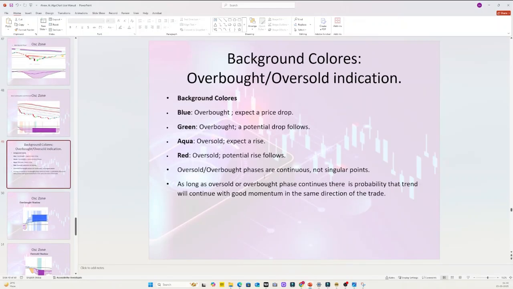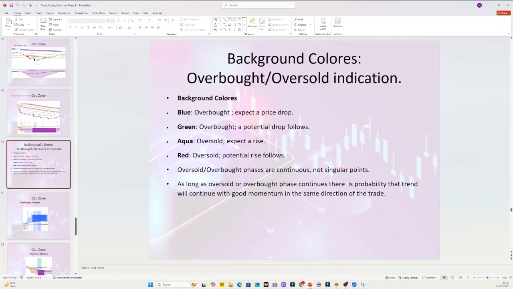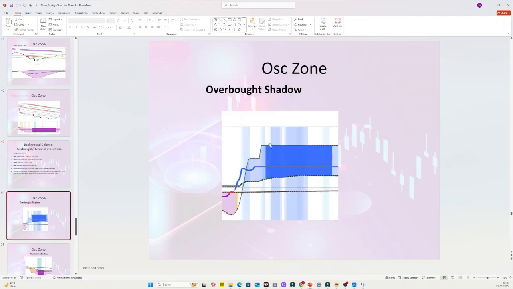Now coming to why there are some background colors like this and how you will read them. The blue and green are overbought, and aqua and red are oversold. So there are many ways to recognize overbought and oversold. The 115 value is one, but the shadow in the background also suggests that the price is in a bullish phase. So the shadow is important.